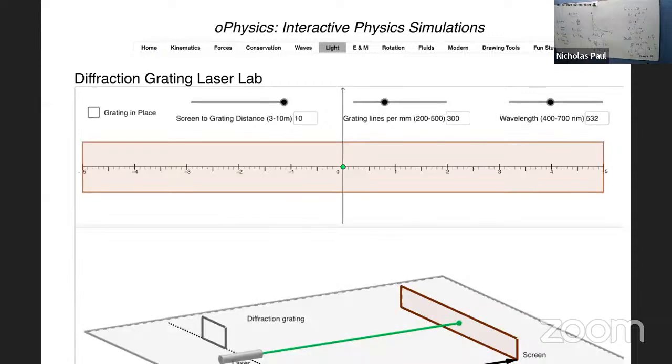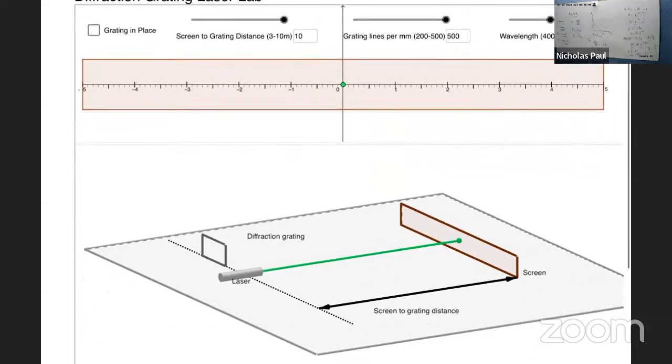All right. So what is a diffraction grating? We need to understand what a diffraction grating is first, right? So watch this here. Right. So a diffraction grating is this thing here.